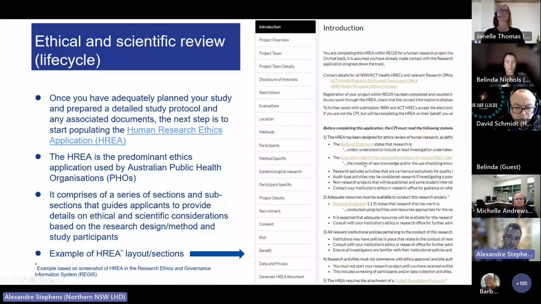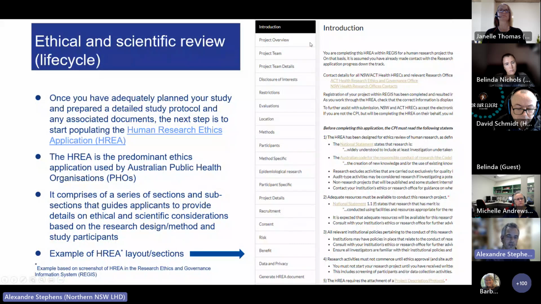This is a screen grab of the HREA from one of my applications from REGIS. It looks a little bit like this. It comprises a series of sections and subsections. Hopefully, this will guide applicants to provide details on the ethical and scientific considerations of their proposed activity relating to the design, the method, the study participants, and any other relevant elements.